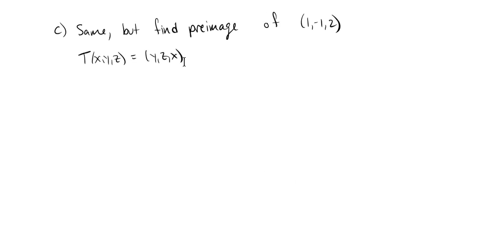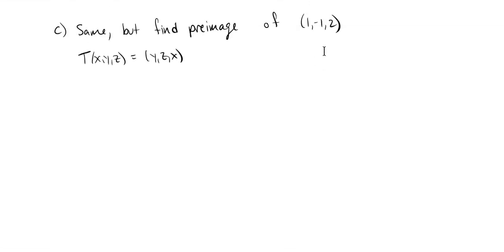So let's do another one here. Same, but let's find the pre-image of 1, -1, 2. So let's look at this vector. I think this is the last one. Yeah, this is the last one I have planned here. Okay, so let's work this one out. Again, this is 3 variables, so this is R3 to R3 in this case. But the process is the same. I want to rewrite this application of T to the XYZ vector as multiplication by some matrix.